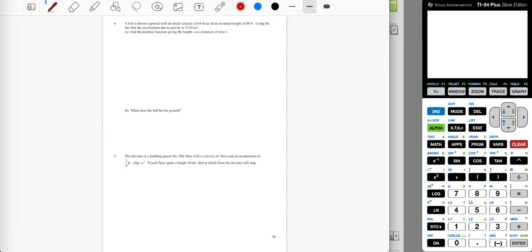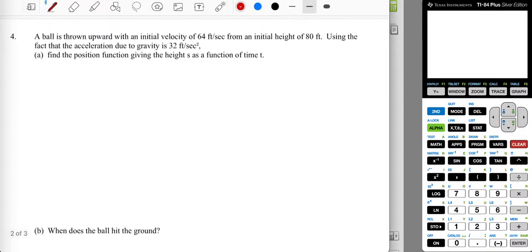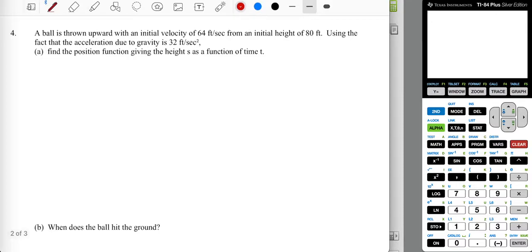Couple of word problems. A ball is thrown upward with an initial velocity of 64 feet per second from an initial height of 80 feet, using the fact that the acceleration due to gravity is 32 feet per second squared. Find the position function, given the height s as a function of time t.